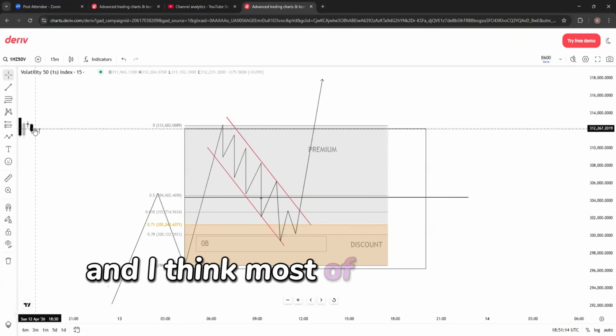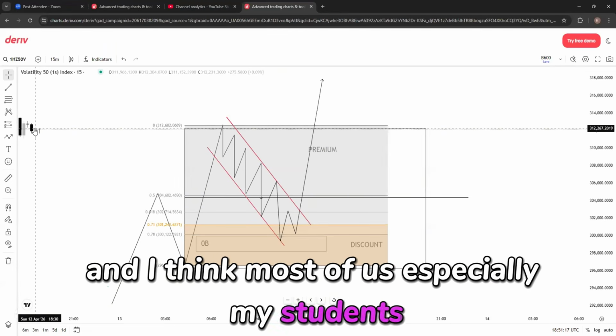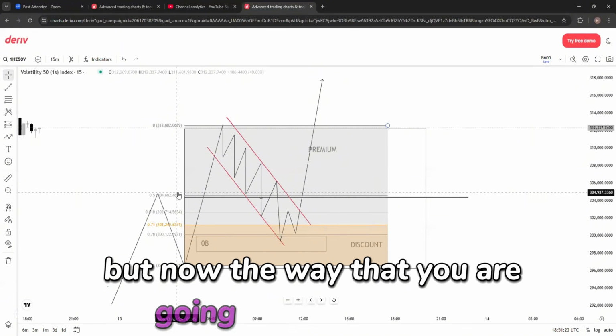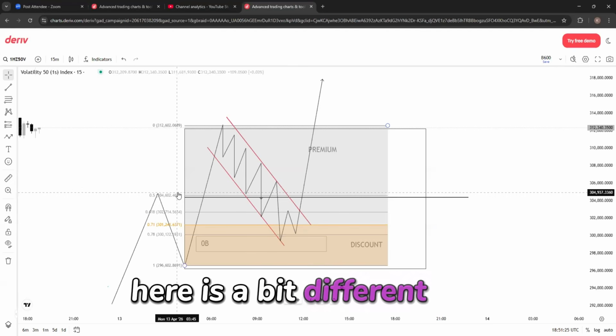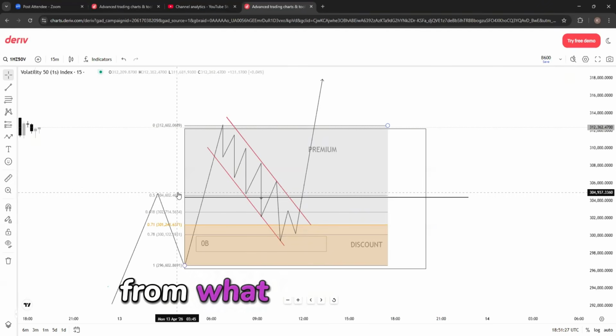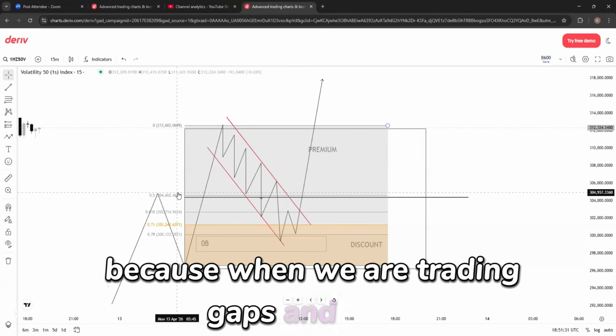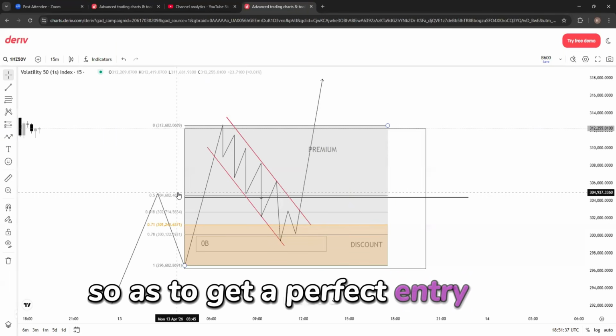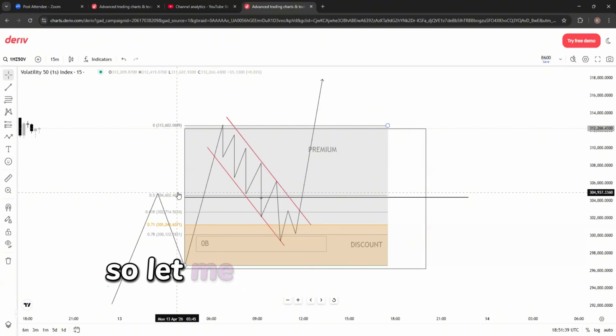And I think most of us, especially my students, have actually managed to see that I trade using my gaps. But the way that we are going to be using gaps here is a bit different from what we know, because when we're trading gaps and a flag, we require you to refine them so as to get a perfect entry. Right.